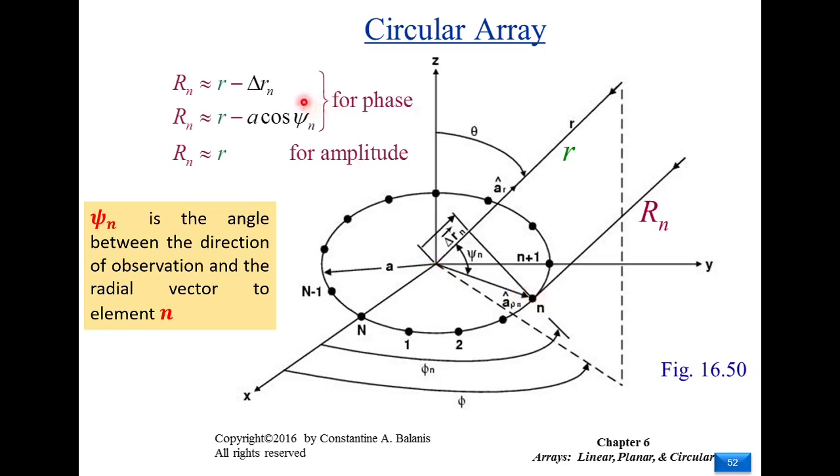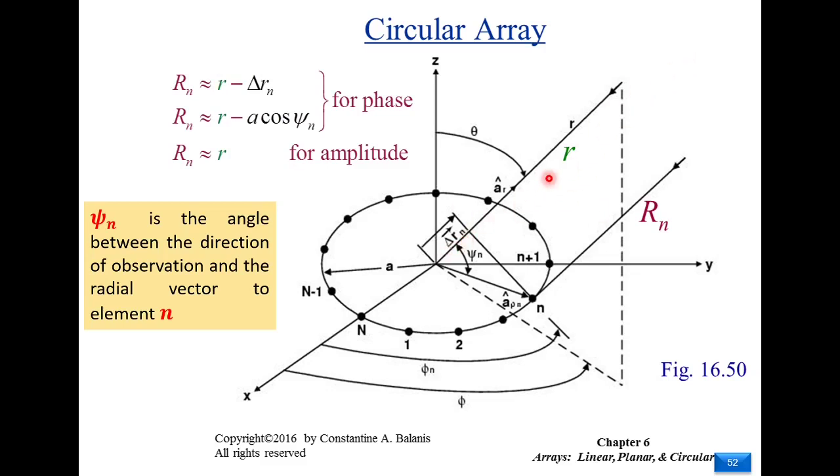I'm expecting that all of you know how to find this expression, and we're going to do this in the next slide. But I'm expecting that you can think about a very systematic way to find it. A is constant, so we are talking about cosine psi n. And for amplitude terms in the array factor, we have Rn, which we approximate as R.